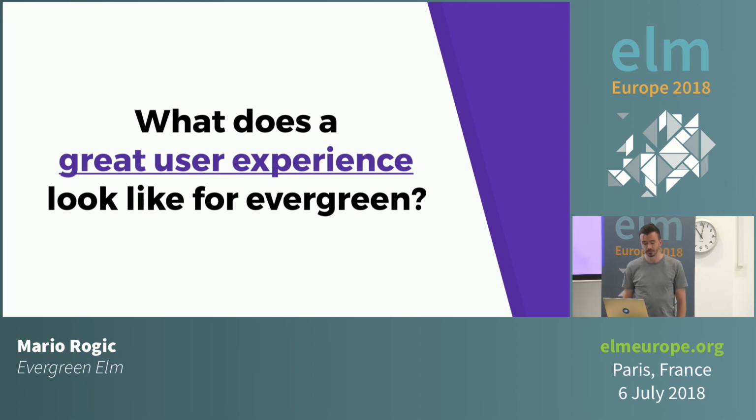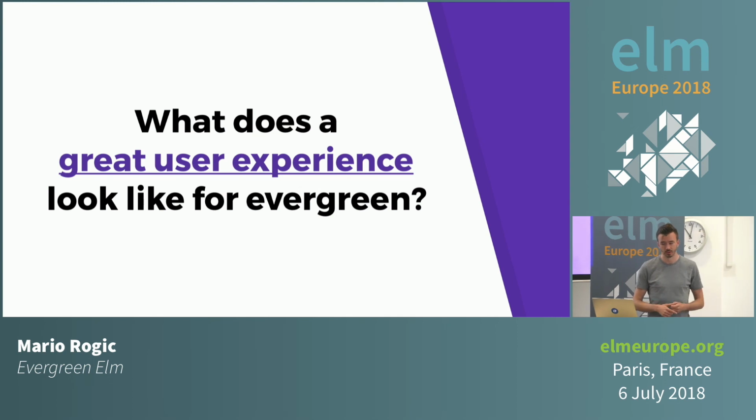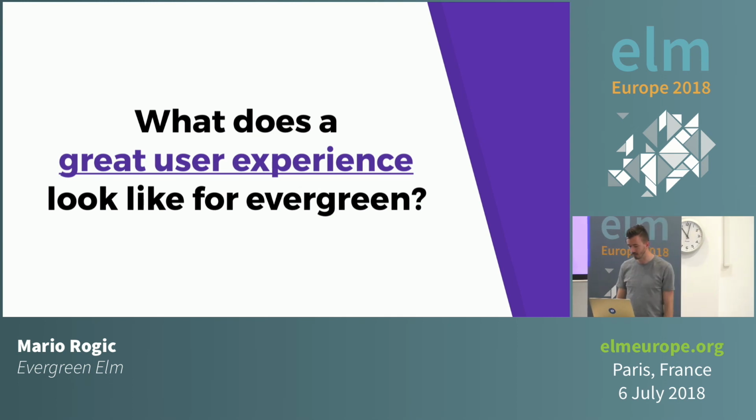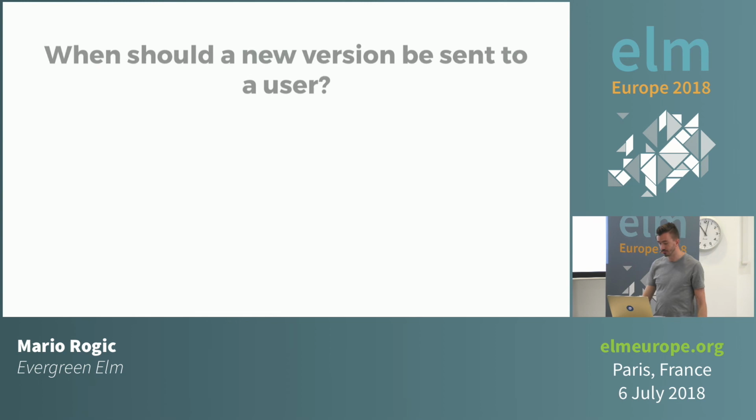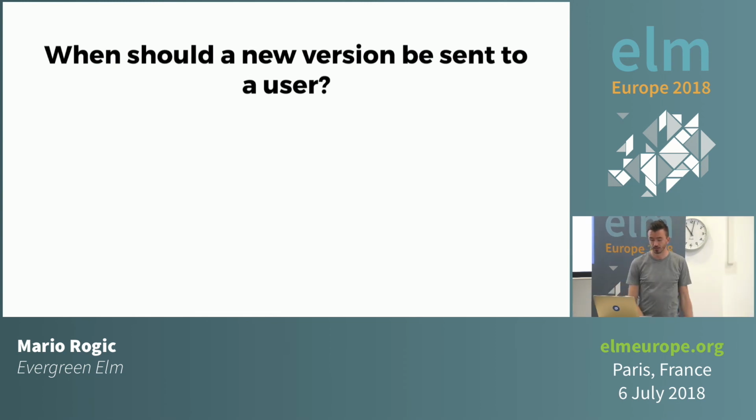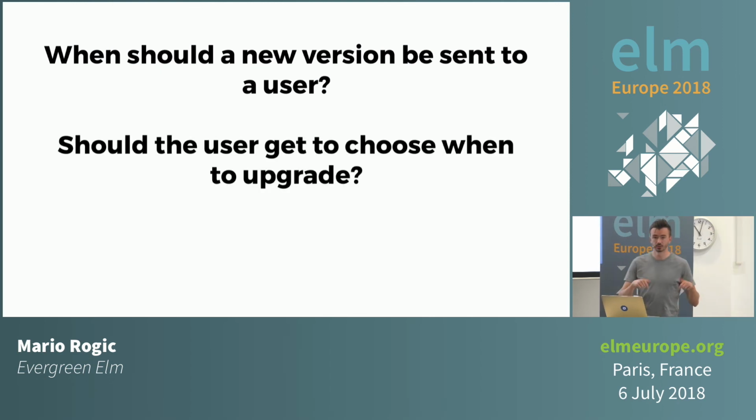On the other side of the coin, thinking about what a great user experience looks like. For all of you here, I got to cheat. I chose exactly the delivery mode, taking into account where we are and how the network works. But should a new version be sent to the user immediately or at some point later, or should we ask them? What if they're on a mobile connection and data is expensive? There are some considerations there. Should they get to choose when they upgrade?